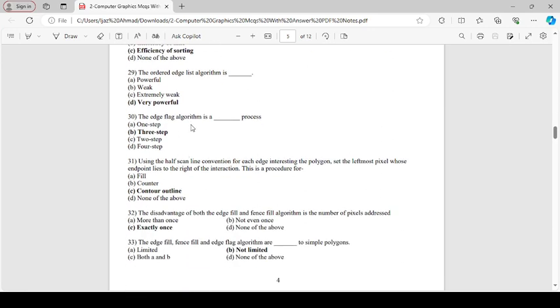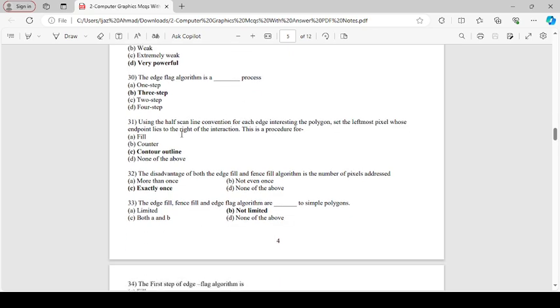The edge flag algorithm is a 3-step process. Using the half scan line convention for each edge, intersecting the polygon, set the leftmost pixel whose endpoint lies to the right of the intersection. This is a procedure for contour outline.